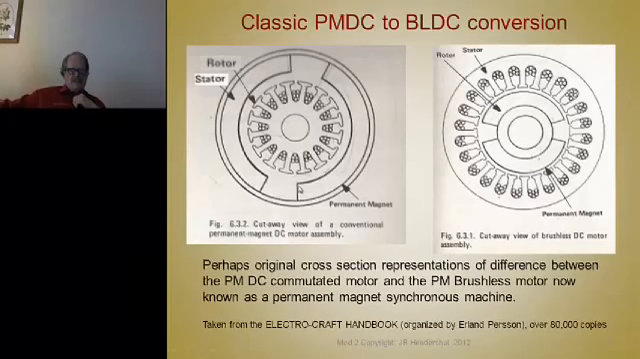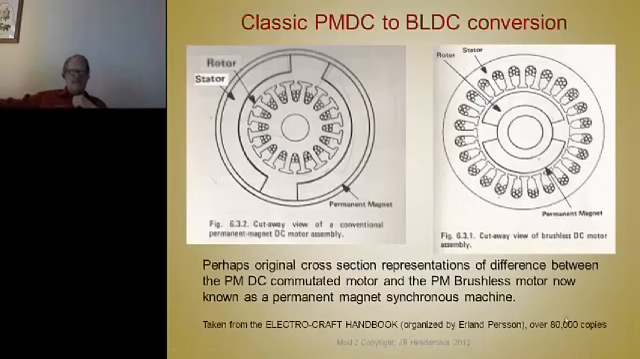I want to go back to the brushless just for a moment and show you how this terminology of PMDC to BLDC came about. It was Erland Persson, a famous motor guy who passed away a couple of years ago. He taught a lot of us how to design brushless motors. He and his team at Electrocraft in Hopkins, Minnesota, I believe, wrote a servo handbook, a very famous handbook. It's been over 100,000 of them printed now. I said 80,000, but it's been more than that, and distributed all over the world.